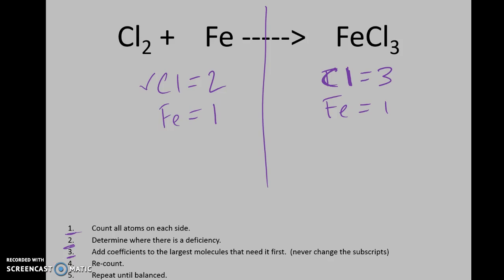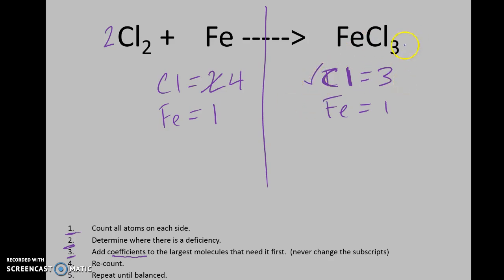Well, I don't really have a choice. What I have to do is I have to get more chlorine atoms here. So I can only add them to this one spot, this Cl2. So because I can only add coefficients, I'm going to change this from a 1, which is what it is when there's nothing, to a 2. And then I'm going to recount. 2 times 2 subscript is going to give me 4 total chlorines. So then I'm going to go ahead and erase my deficiency arrow, and I'm going to look for deficiencies now. And as you can see, I have created one over here. Now it's deficient on the other side.